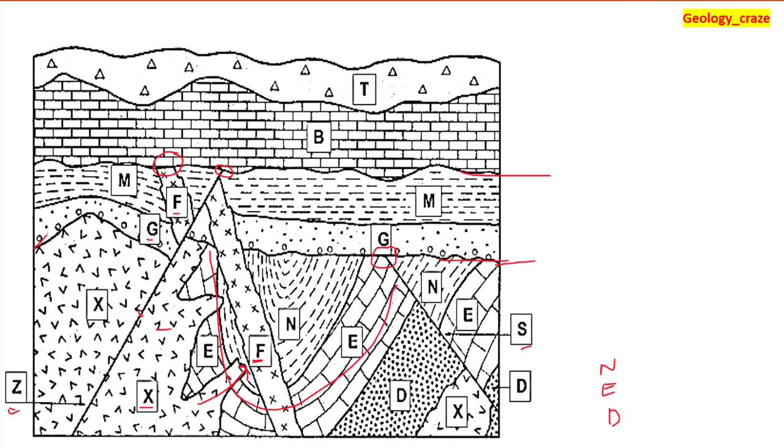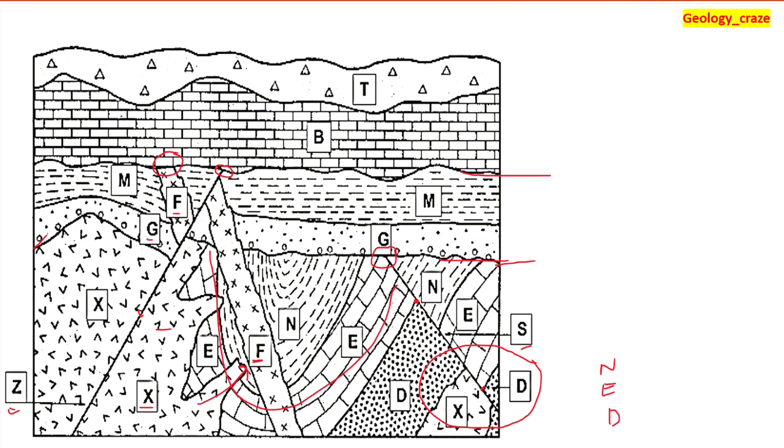Now this intrusion and this fault, which one is older? Here is the answer for that one. We look at this part: here the granite is displaced by this fault. The granite is displaced by this fault. This is how much displacement there is, from here to here. And this granite is not intruding into this side.